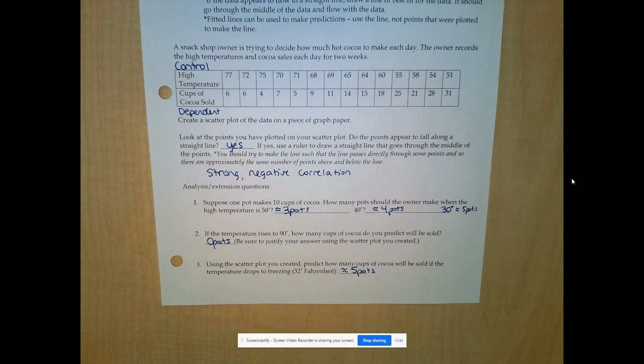So creating a scatter plot, not too difficult. Once you have your X and your Y axis in place, the rest is just plotting coordinates and trying to make a fitted line so that you can make predictions.